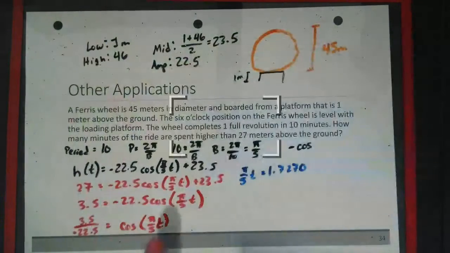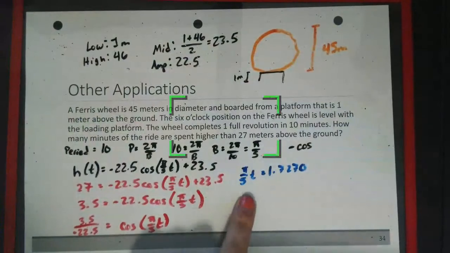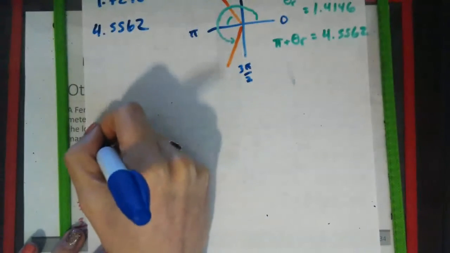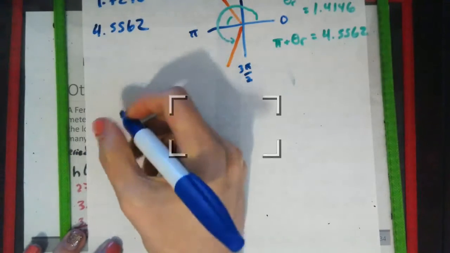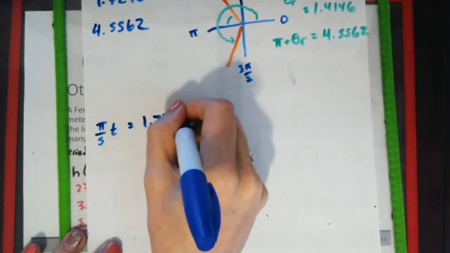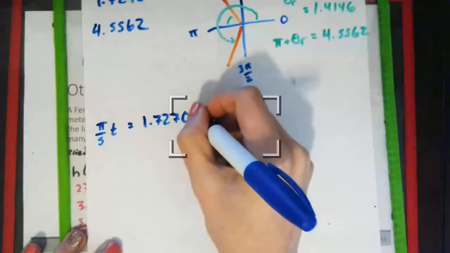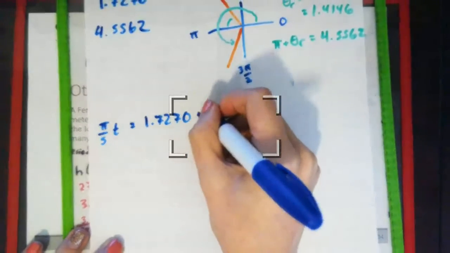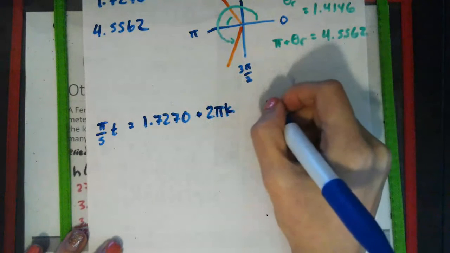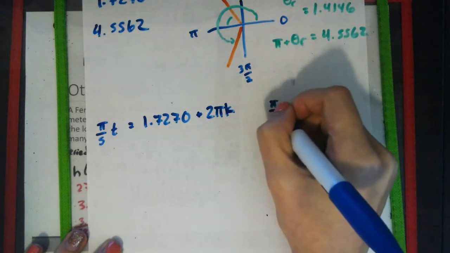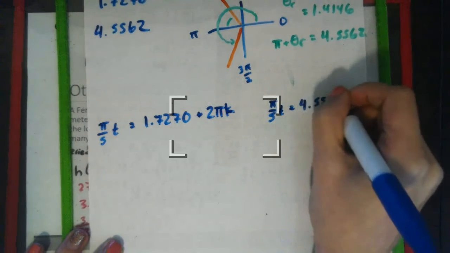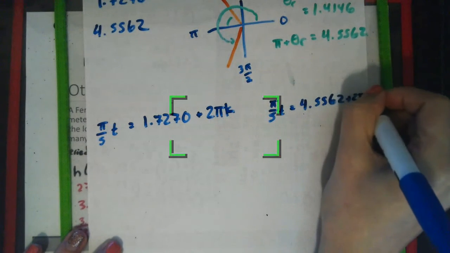Going back, that was equal to pi over 5t. So we had pi over 5t is equal to 1.7270. Hypothetically, we also have plus our 2 pi k. That won't be an issue this time, but it's good to practice with it. And pi over 5t is equal to 4.5562 plus 2 pi k.